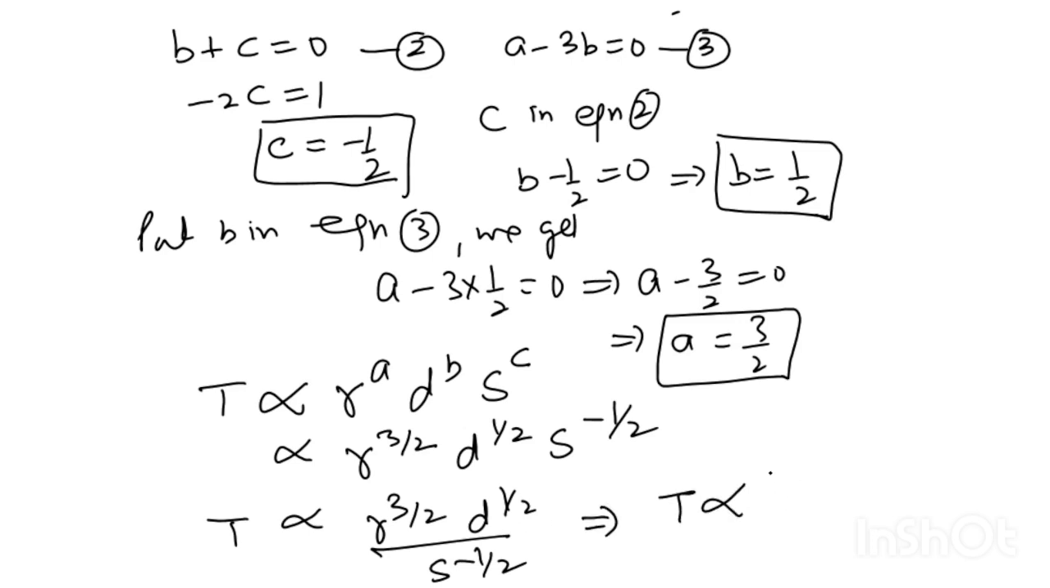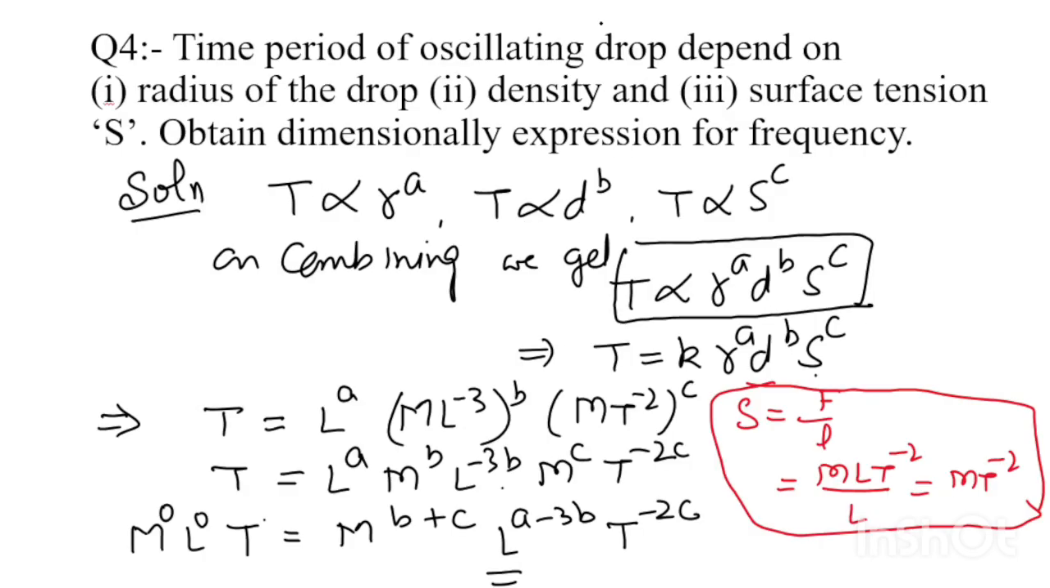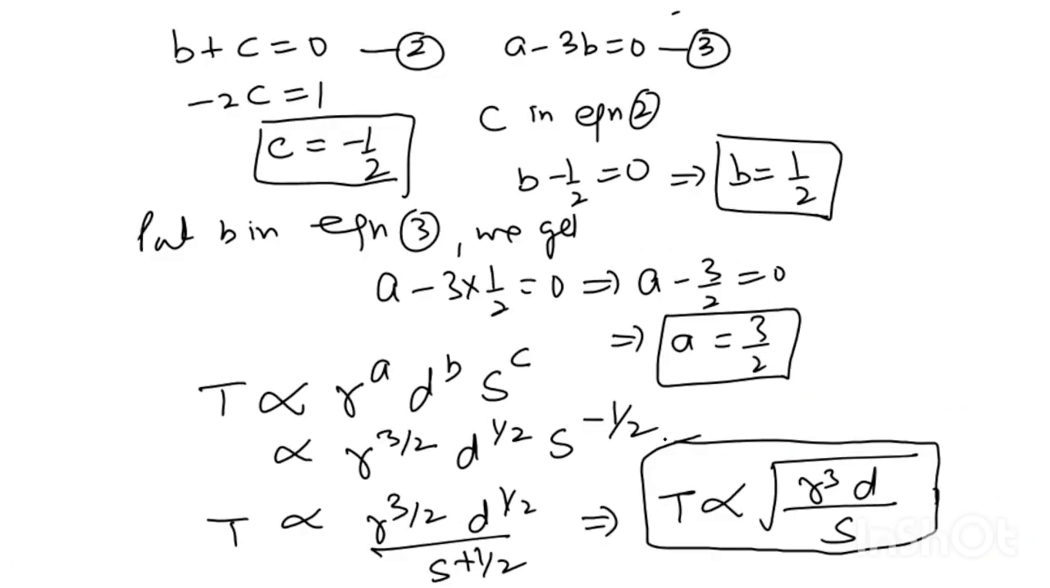So this we can write as under root R power 3 into D upon S. When we shift S to the denominator, the power becomes positive, and in the numerator is R power 3 D. So this is the expression for the time period of the oscillating drop in liquid. So this time period is given by T proportional to under root R power 3 D upon S.